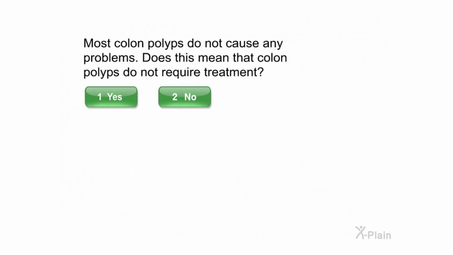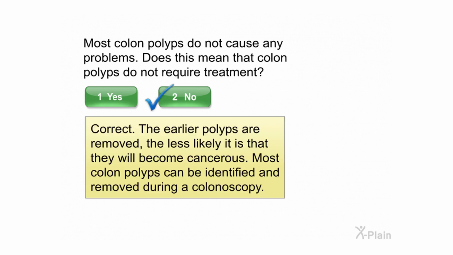Most colon polyps do not cause any problems. Does this mean that colon polyps do not require treatment? Select yes or no. Correct. The earlier polyps are removed, the less likely it is that they will become cancerous.